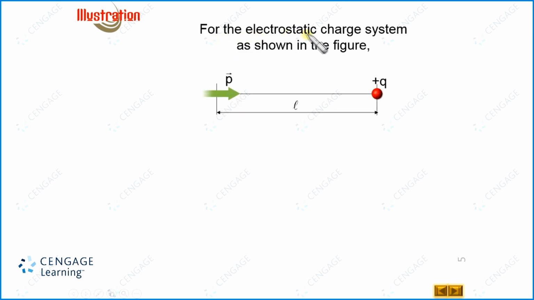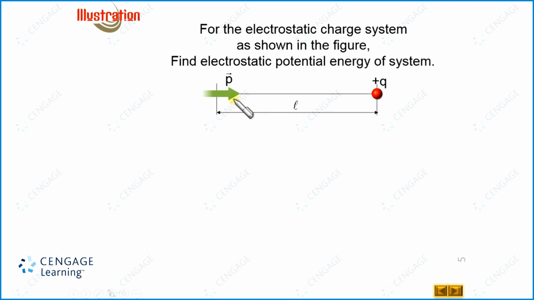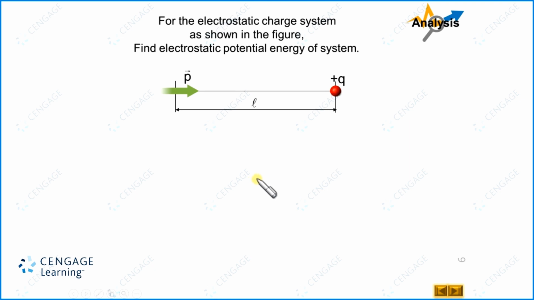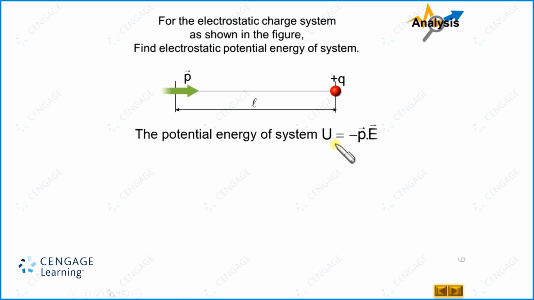Okay. Now let us move to the second illustration. In this illustration, it is given for an electrostatic charge and dipole system. You can observe here we need to calculate the potential energy of the system. Here the situation is slightly different. Here the charged particle is placed at the axial position of the dipole, the dipole moment is P, and the distance of the point charge from the center of the dipole is small l. Okay, this is the situation. And here also we can write the potential energy of the system as U equal to minus P dot E. This is the potential energy of the dipole and charged particle system.